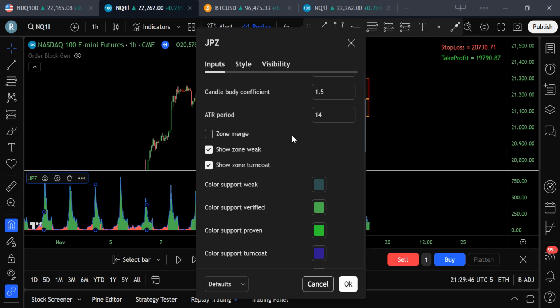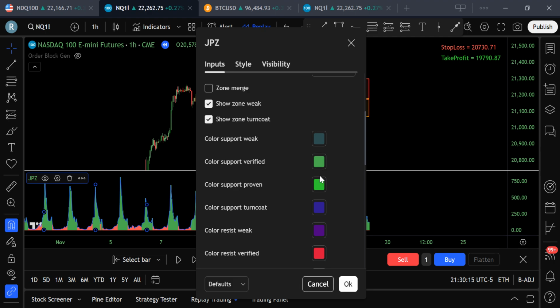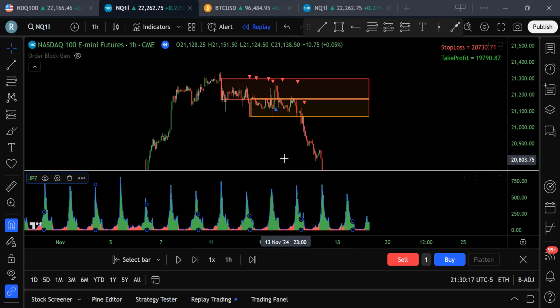Now, another feature I want to go over is the show zone turncoat setting in here. And what this is going to do is basically the turncoat term is showing you what would be a bullish zone that was broken and now becomes resistance, and then vice versa, a resistance zone that is broken and then becomes support. And of course, you can customize the colors for all of them.